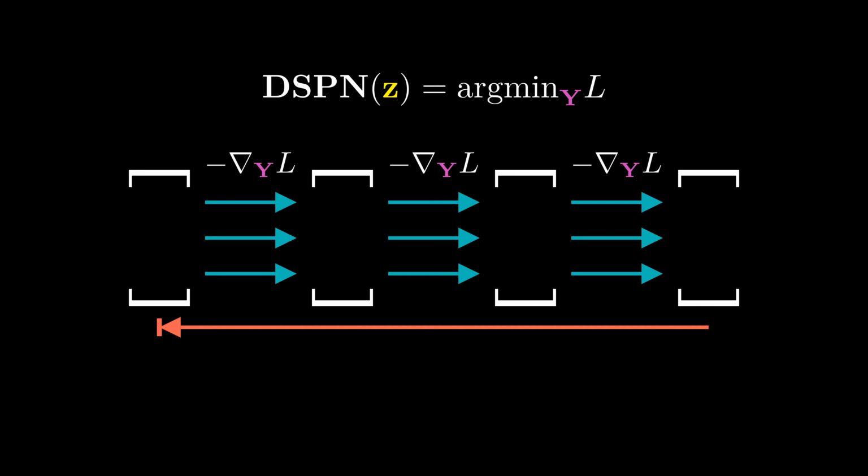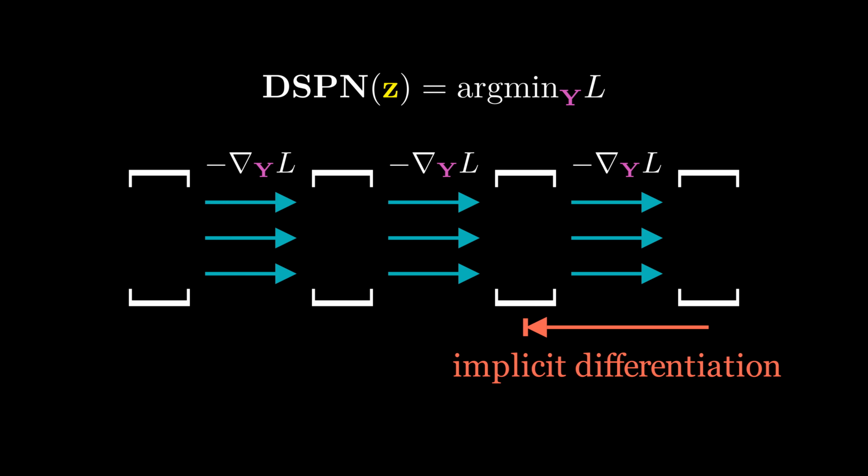One of the main mechanisms in DSPN is this optimization, and normally we just use automatic differentiation to backpropagate through the optimization steps. There's actually a much better way to do that with implicit differentiation. Implicit differentiation tells us that instead of having to differentiate every optimization step, we can get away with only differentiating the last step and solving a tiny linear system. Doing this has a lot of benefits.